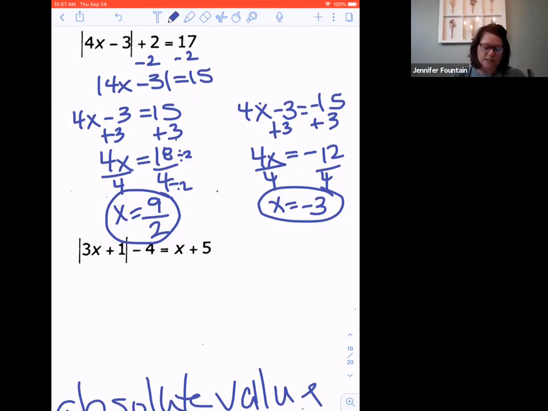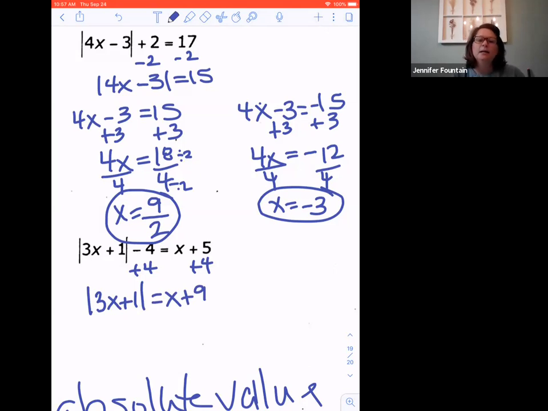All right, so the first thing, isolate the absolute value. I've got -4 with it, so I'm going to isolate it by adding 4. So I've got the absolute value of 3x plus 1 equals x. I've got a positive 5 plus 4, so that would be plus 9.